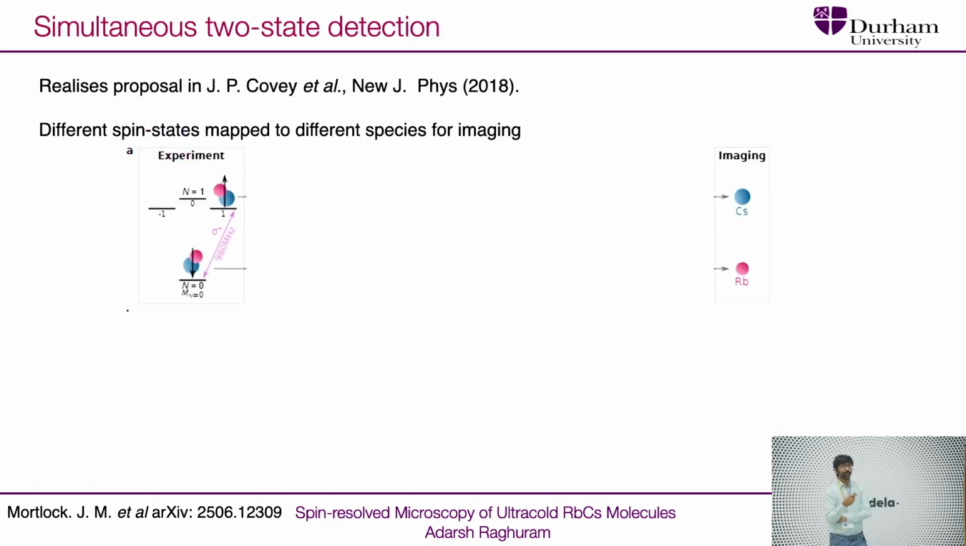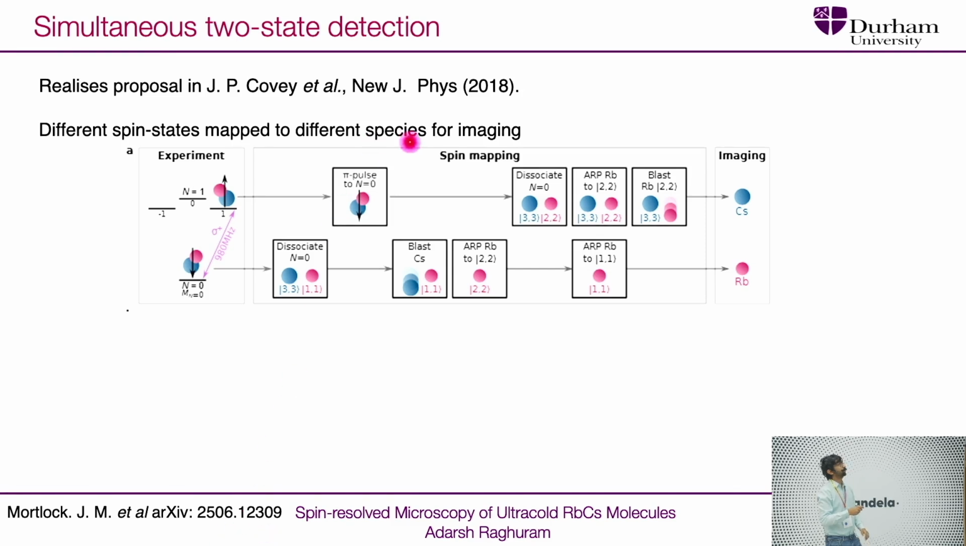The next fun thing we've done is, like I said earlier, with rubidium-cesium it's quite easy to image both rubidium and cesium in the microscope. So we've just realized this proposal made by Covey in the paper 7 years ago, where we map different rotational states to different species to be imaged. So we map our N=1 state to cesium and N=0 to rubidium.